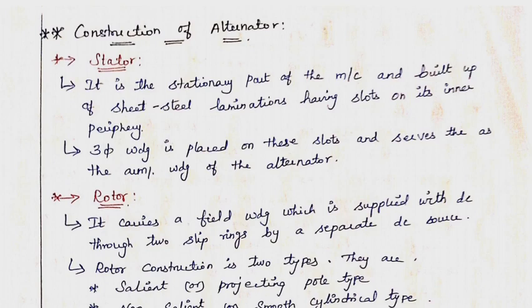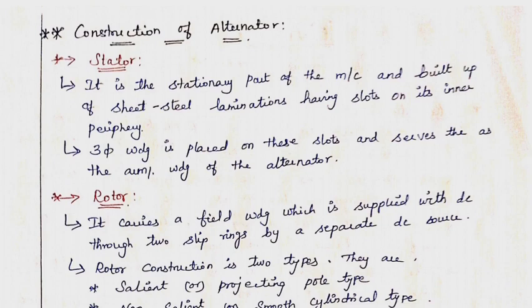The stators are built with sheet steel laminations and have slots on the inner periphery. Then the three-phase winding is placed in these slots and serves as the armature winding of the alternator. Then we will see about the rotor. It carries the field winding, which is supplied with DC through two slip rings by a separate DC source.